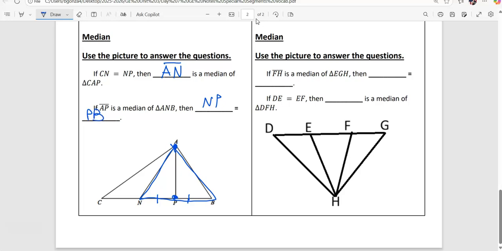Cool. I'm going to give you 2 minutes to try the next one. Do the you try to the right, based on what we just talked about. You try, please. 2 minutes.